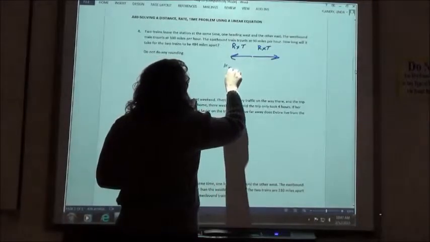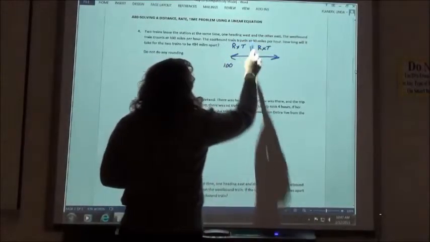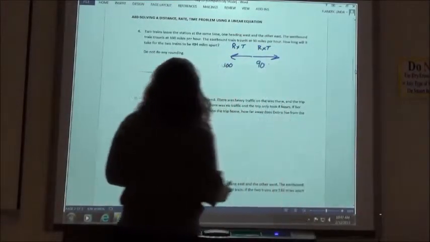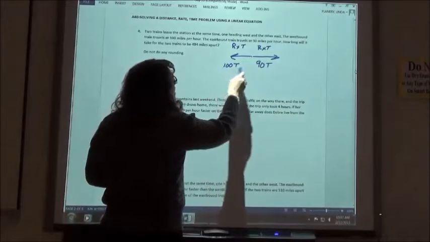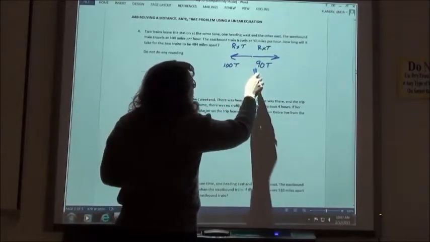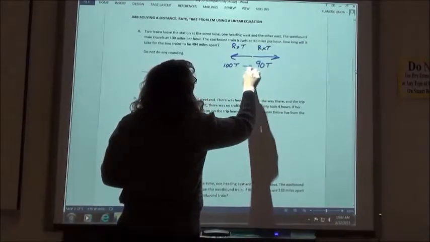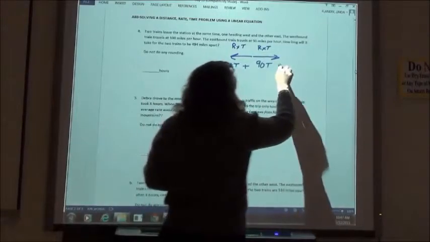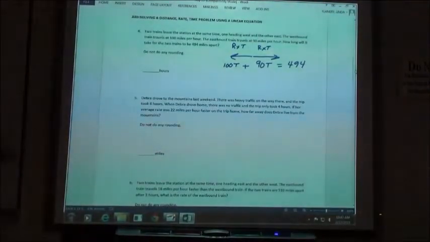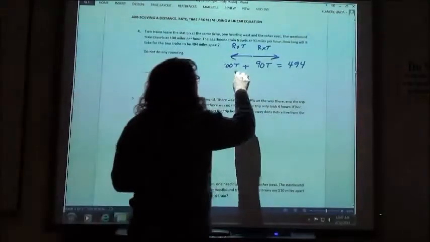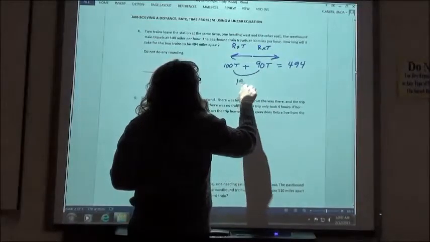So the rate of the westbound train was 100. The rate of the eastbound train is 90. We are looking for how long, so we're trying to find the time. So the distance here is 100 times the time. The distance here is 90 times the time. If we add them together, our total distance is 494 miles apart. So 100 plus 90 would be 190, combining those two things.